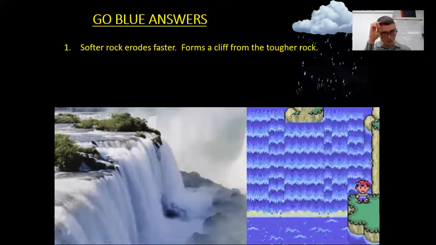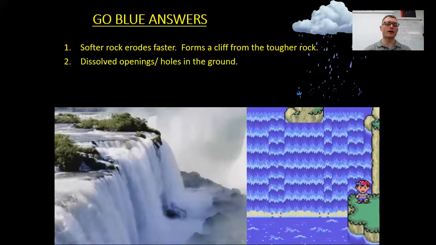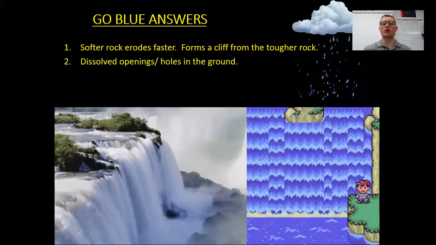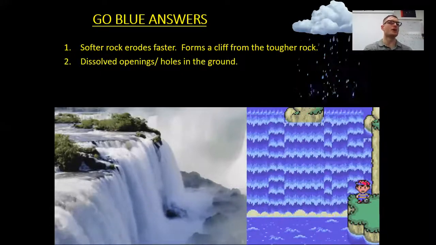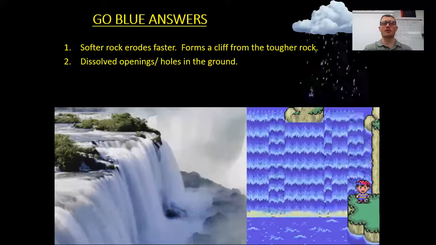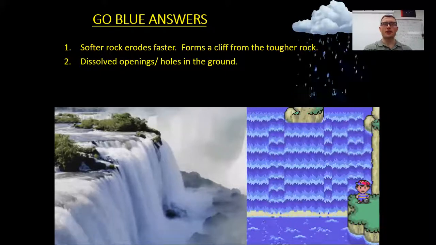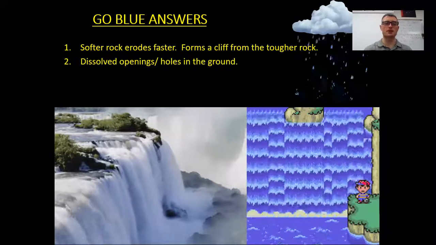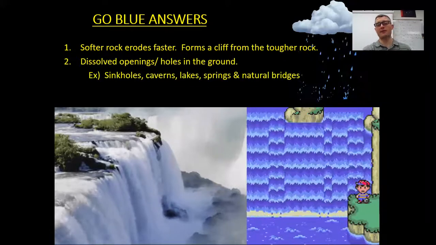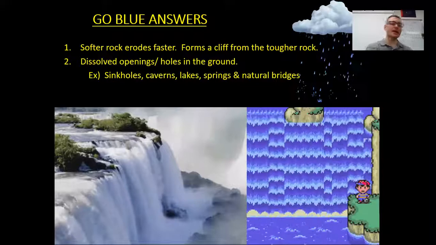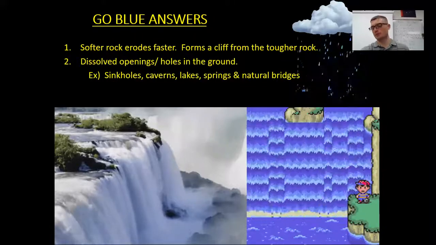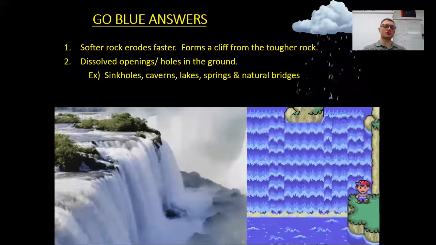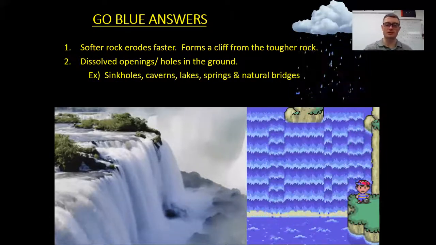Number 2, karst features. Karst are dissolved openings or holes in the ground. So when you think of karst, I want you to think of a sponge, think of Swiss cheese, anything with holes in it. So what are some examples of those? Sinkholes, caverns, another word for caves, lakes, springs, and natural bridges are examples, guys. So again, dissolved openings, holes in the ground, sinkholes, caverns, lakes, springs, and natural bridges.